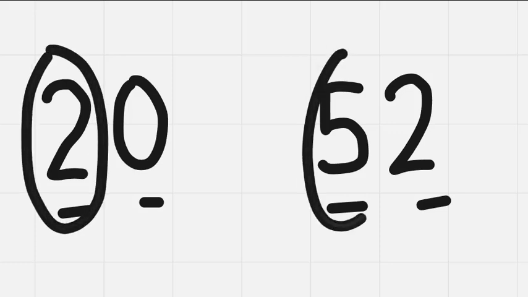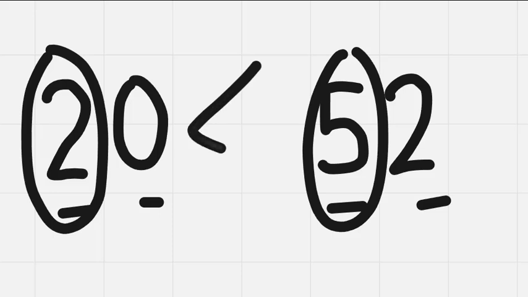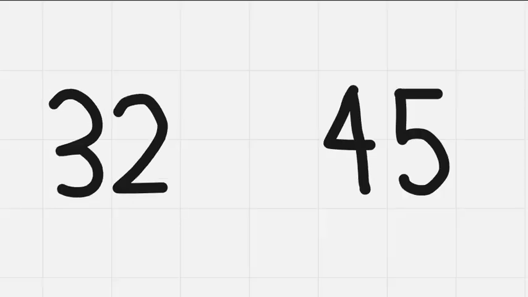Here we have 20 and 52. 20 has two digits, 52 has two digits. We'll look at the first number, 2 and 5. 5 is greater than 2, so we'll have 20 is less than 52. It points to 20, it eats 52. Remember, you don't have to write all these numbers down. Just write down the sign.